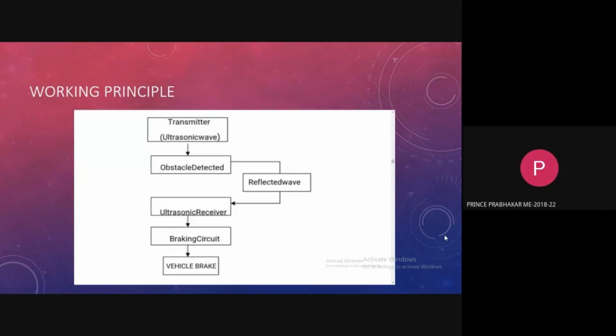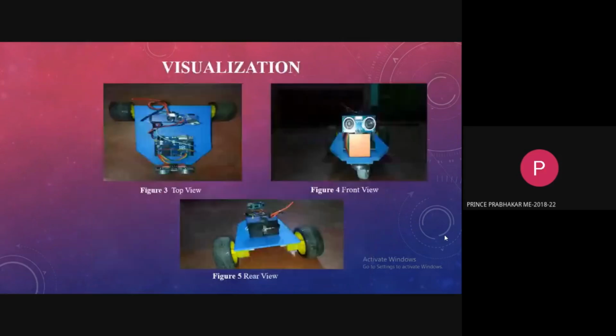This is the flow chart of the working principle. The system works based on the ultrasonic ranging technique, which is a non-contact ultrasonic distance measuring method. An ultrasonic braking system consists of an ultrasonic transducer or sensor unit, a control unit, and a braking mechanism. The sensor unit consists of a pair of ultrasonic transducers, a transmitter, and a receiver.